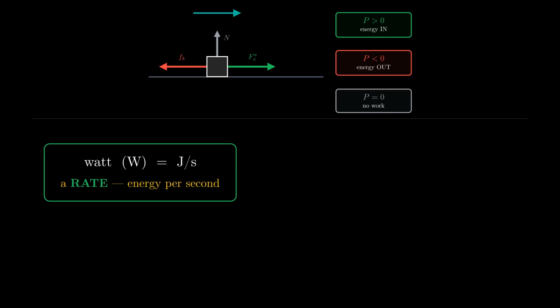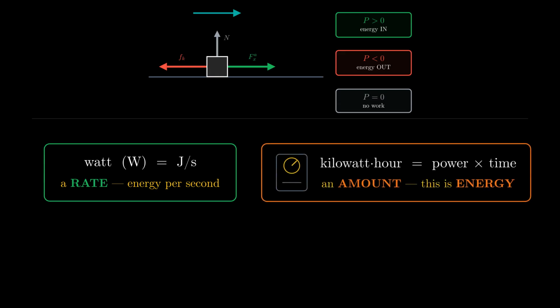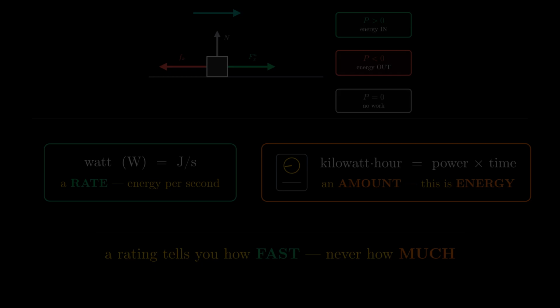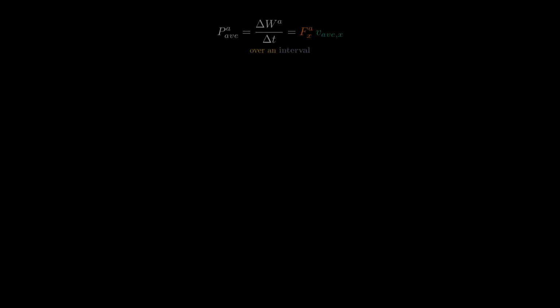One more distinction keeps the units honest. The watt measures a rate, not an amount. Your electricity bill charges for kilowatt hours, power multiplied by time. And that is energy. A machine rated at 1 kilowatt tells you how fast it can deliver energy, never how much it holds. Average power describes a whole interval.